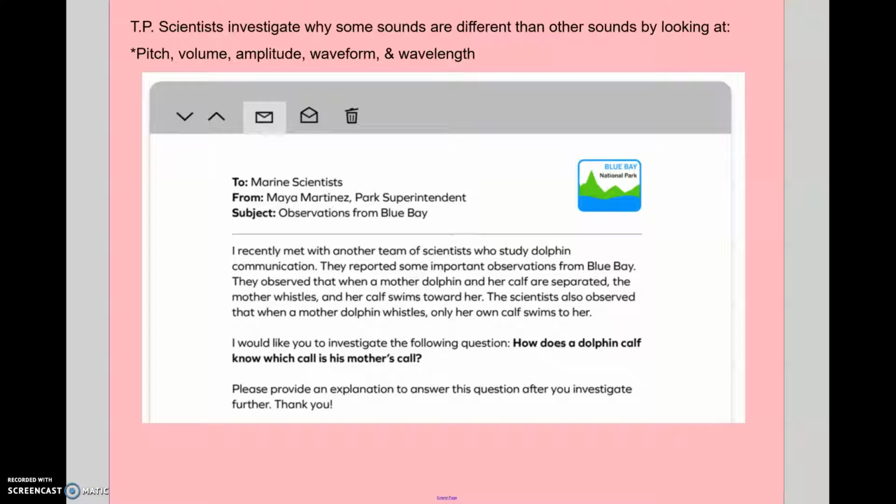So we're going to investigate a new question today. How does a dolphin calf know which call is his mother's call? So today our teaching point is that scientists investigate why some sounds are different than other sounds. And to do that, we're going to look at what's called pitch, volume, amplitude, waveform, and wavelength. Don't worry, we're going to learn what all those terms mean today.